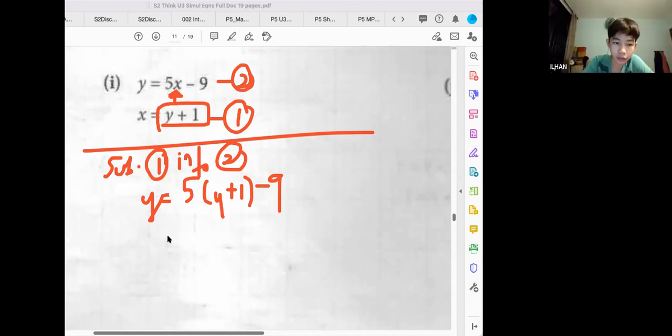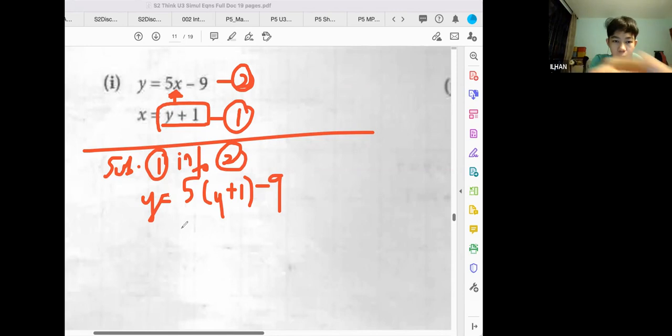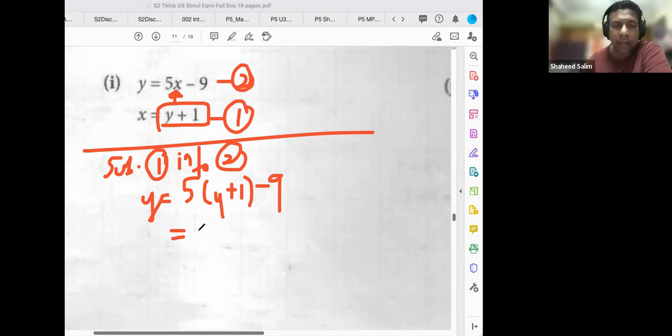So you shift the 9 at the y. What do you mean? A rainbow method, like 9 you bring over and then y you put. Can. But why don't you expand first? 5 times y is 5y. 5 times 1 is 5. So why don't you minus first and then you bring over?